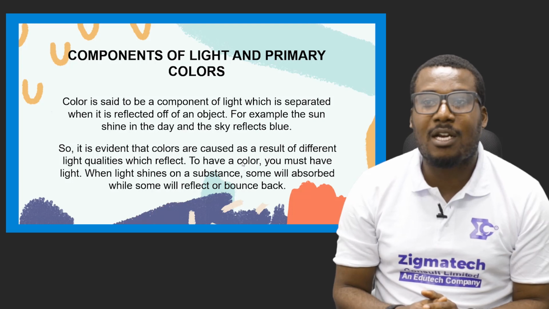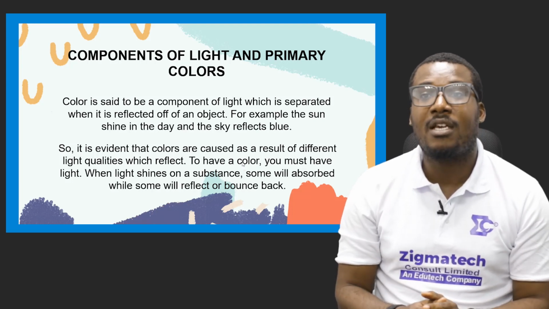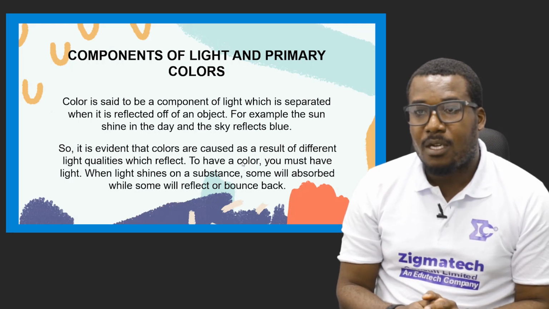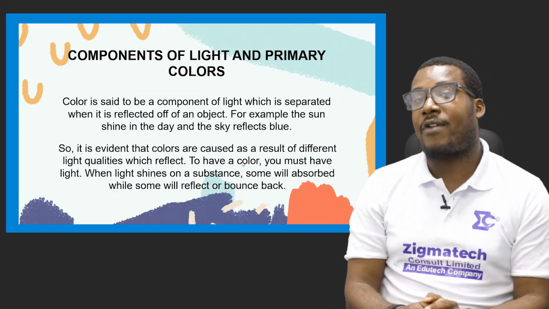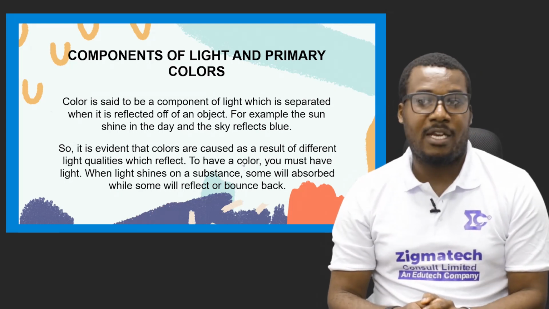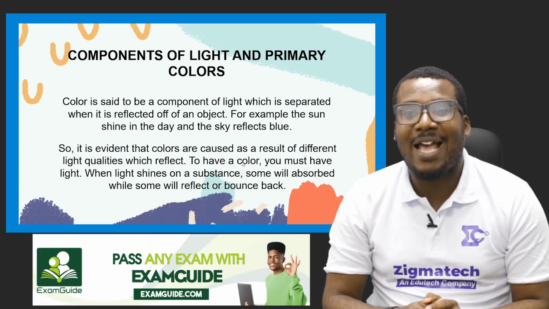So it is evident that colors are caused as a result of different light qualities which reflect. The key word there is reflection. There's another part we call refraction, but that's for a different topic altogether. To have a color, you must have light.